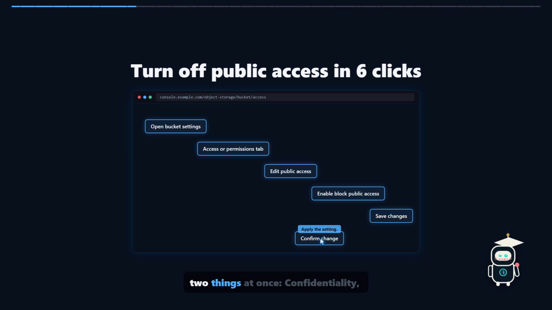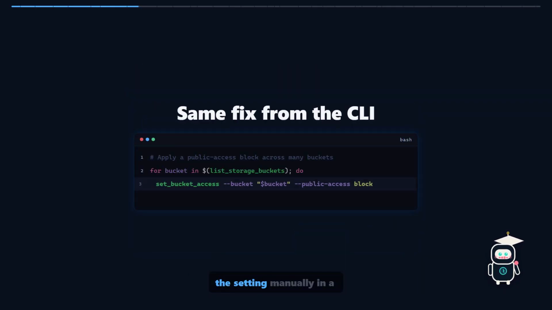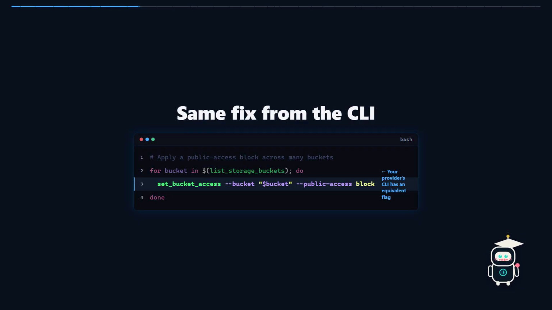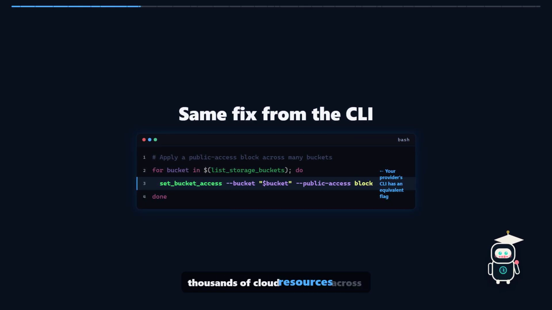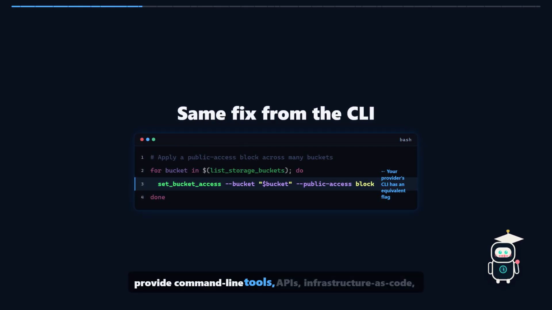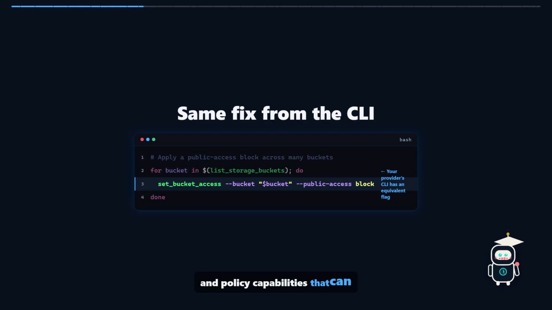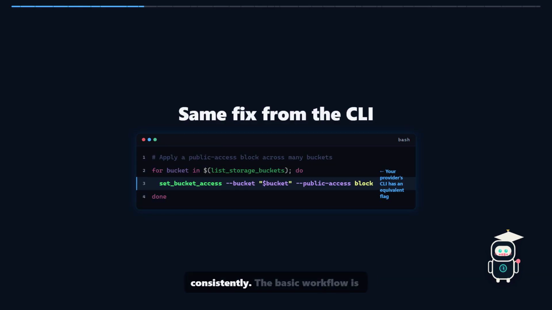You are checking two things at once: confidentiality, because unauthorized users should be blocked; availability, because authorized applications still need to work. For one storage bucket, changing the setting manually in a cloud console may be fine. But what if you have 20 buckets, 200, or thousands of cloud resources across multiple environments? Now you need automation. Most major cloud platforms provide command line tools, APIs, infrastructure as code, and policy capabilities that can help you apply security configurations consistently.